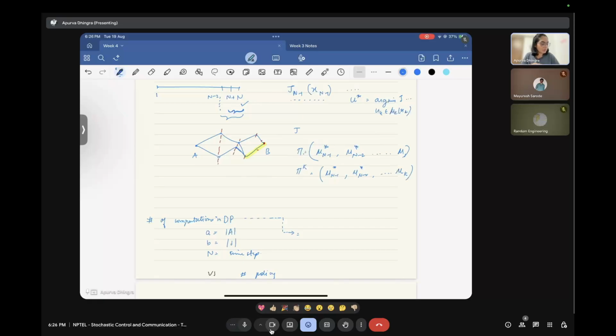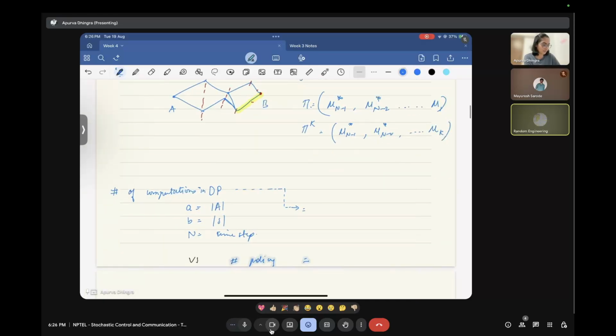So if you recall, what was the number of policies that we had to search over? Let's say we were dealing with deterministic Markovian policies. For n epochs, or n time steps, it's a to the power bn.